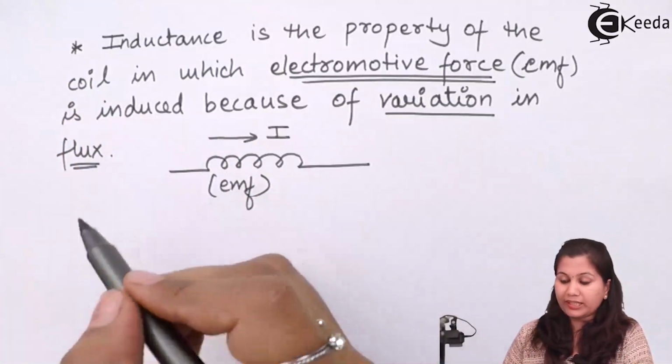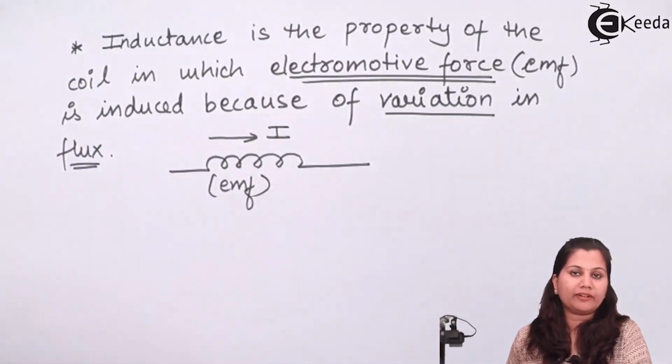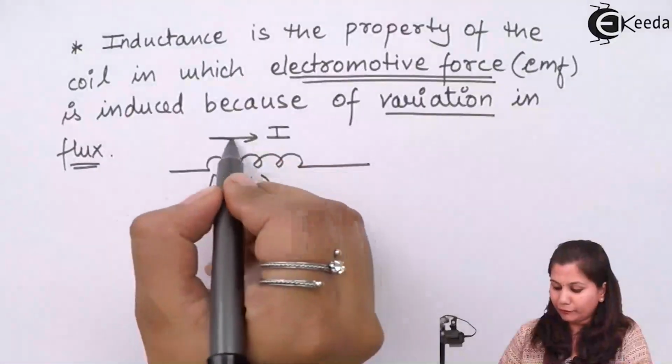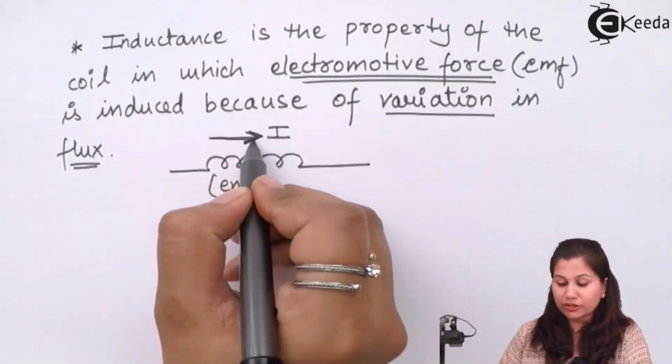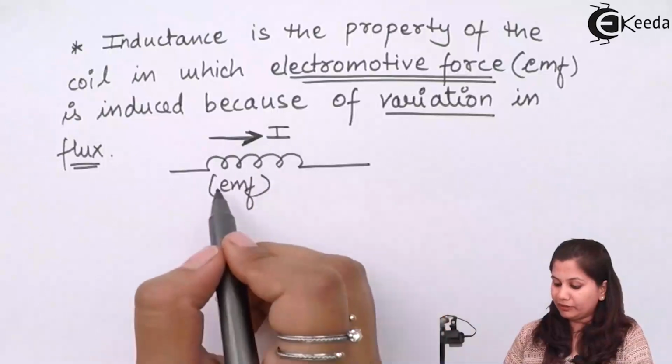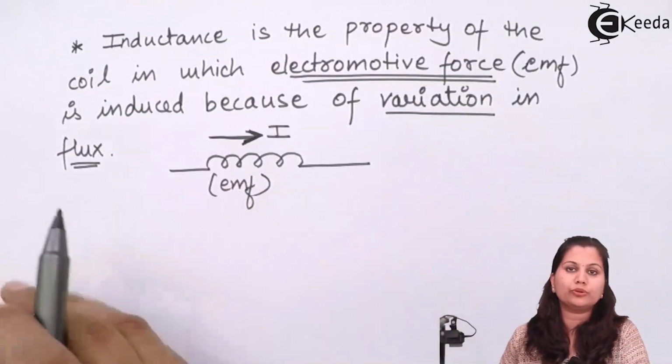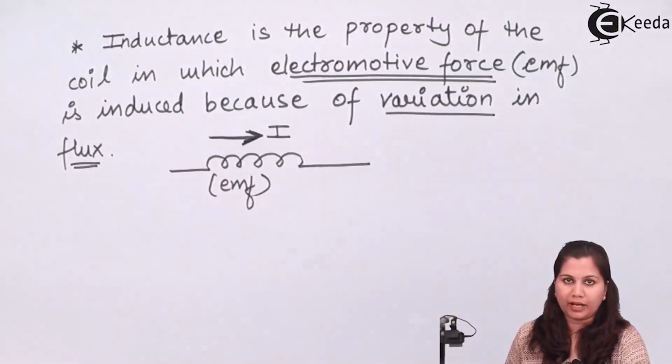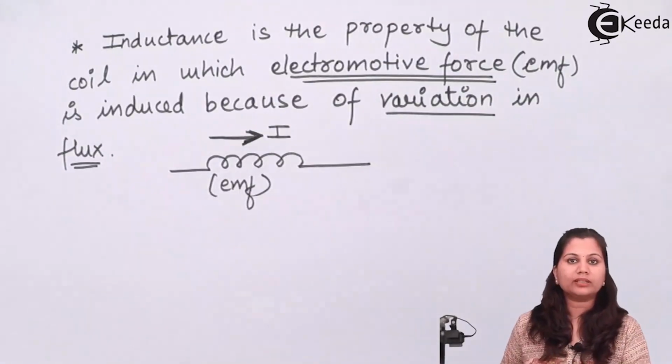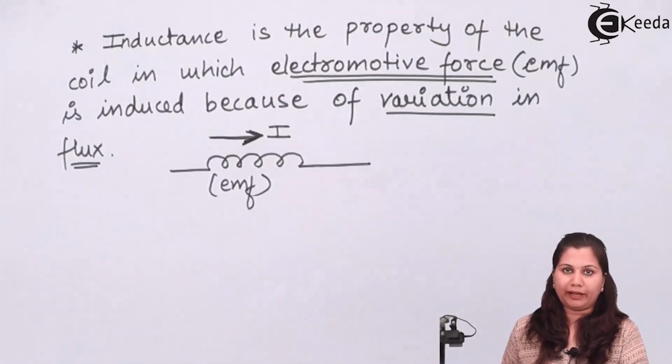So this inductance is generated whenever there is a change in the current flowing or in its direction, whenever in the coil an EMF is induced due to variations in the flux. So this is how the inductance is defined.